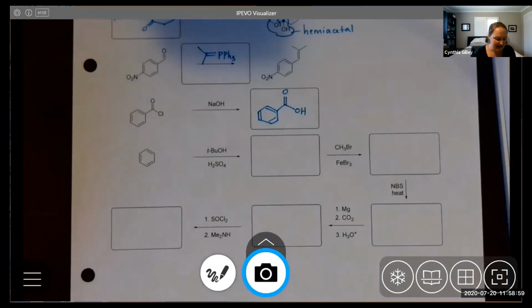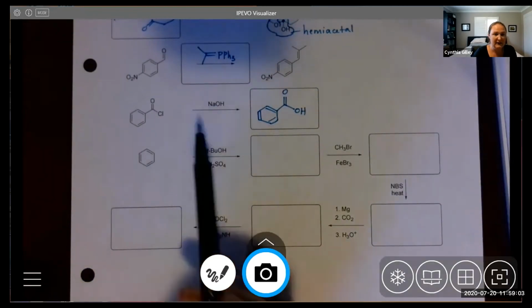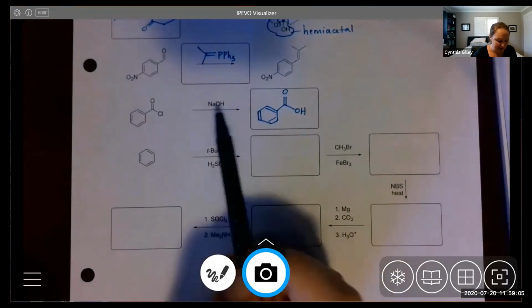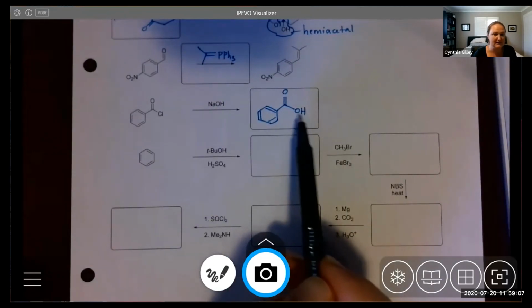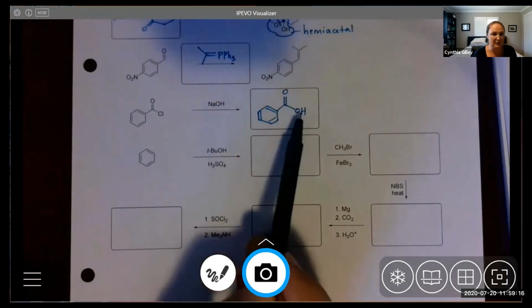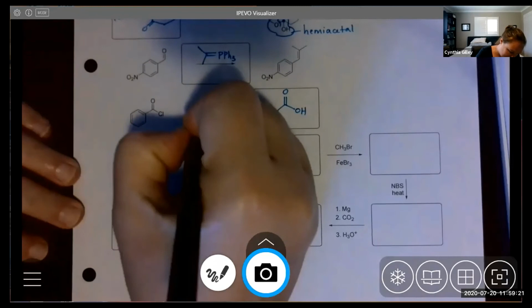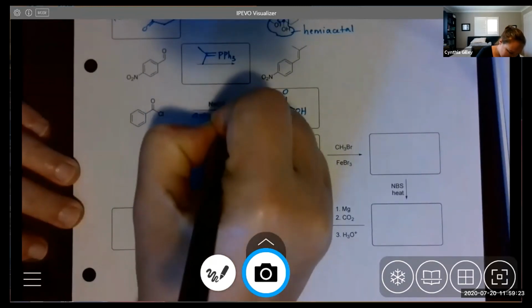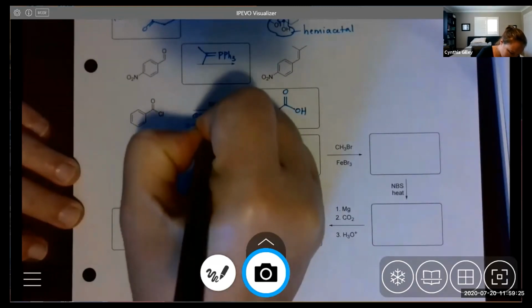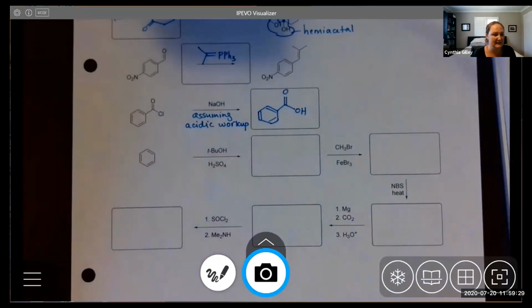It doesn't say acidic workup, but I'm assuming an acidic workup, because in the presence of base, the carboxylic acid would be deprotonated. Immediately the sodium hydroxide would deprotonate the carboxylic acid. So you would need an acidic workup. I'll just write that we're assuming an acidic workup. That's why we've drawn the protonated carboxylic acid.